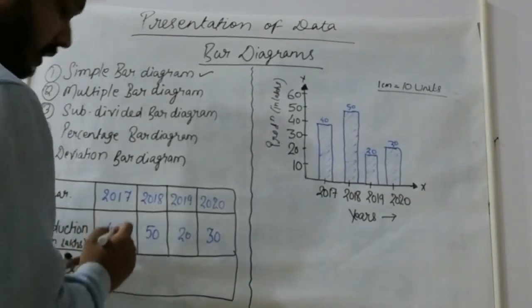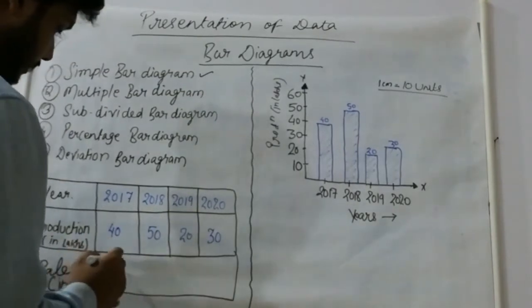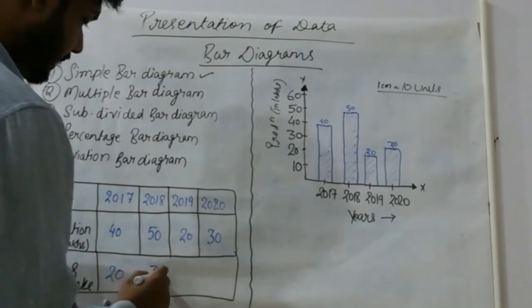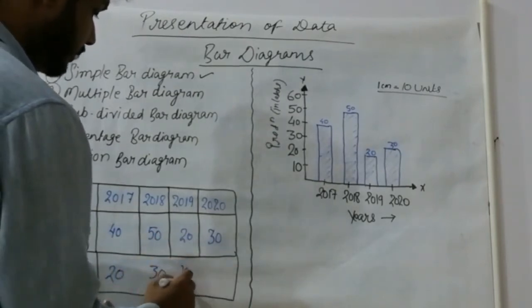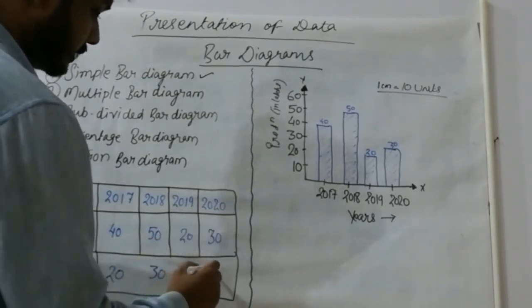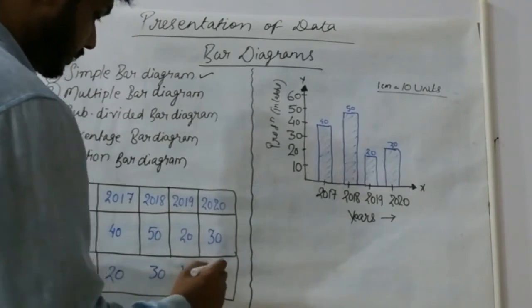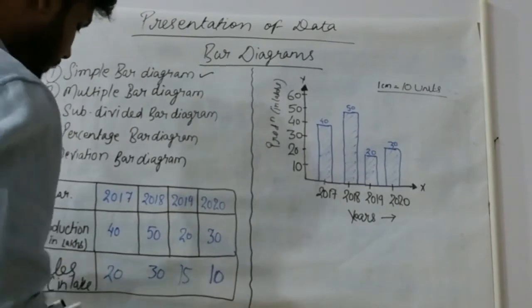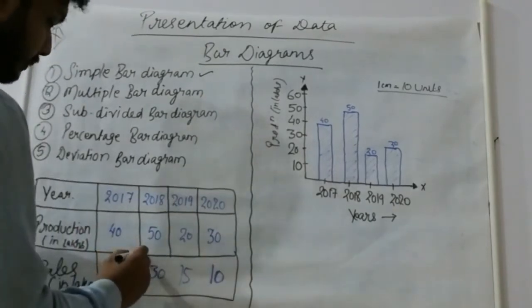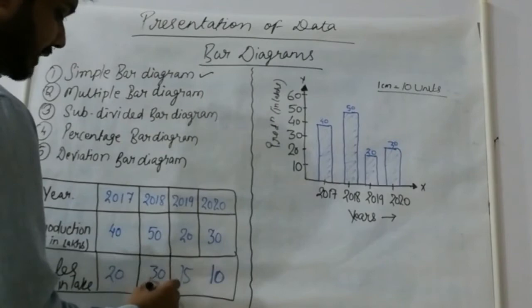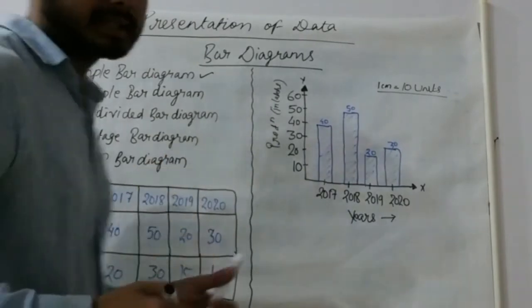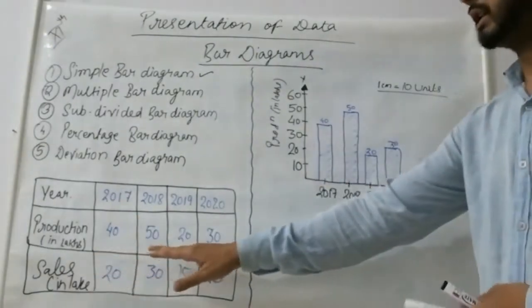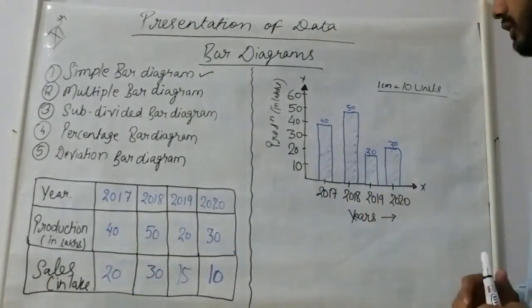For example, out of the production of 40 lakh, 20 lakh is the sales. For 50 here, 30 lakh is the sales. For 20, 15 lakh is the sales. And for 30, let it be 10. So now students, out of the production, we are also having the data related to the sales of the company. So we have to represent both the things, production also and sales also.